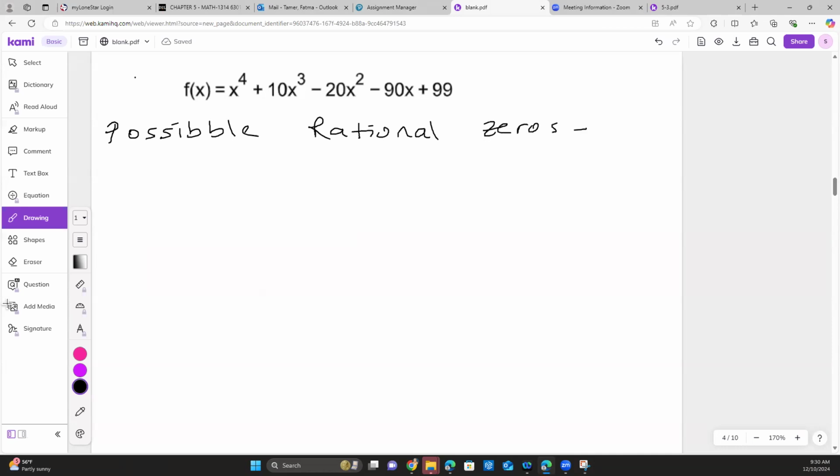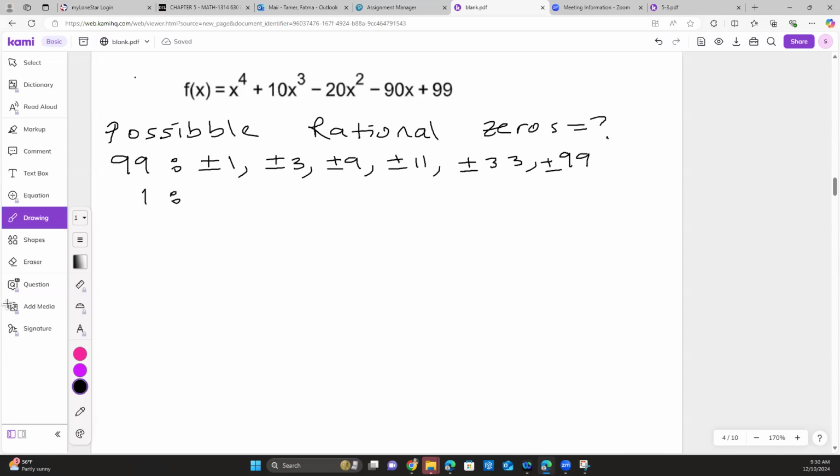This will be the first step. And how do I find the possibilities? I first look at the last number, 99, and I list the factors of 99. I can divide 99 by 1, by 3, by 9, by 11, by 33, and by 99. So that's a lot of factors.